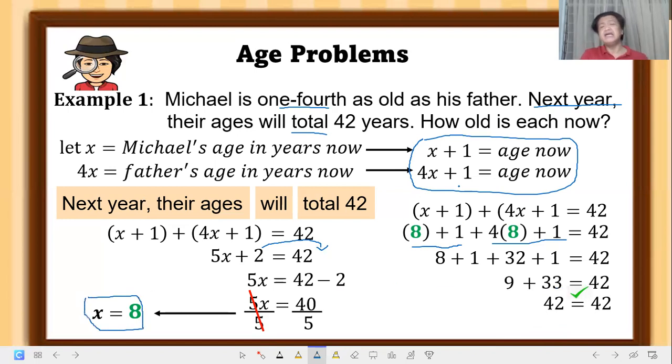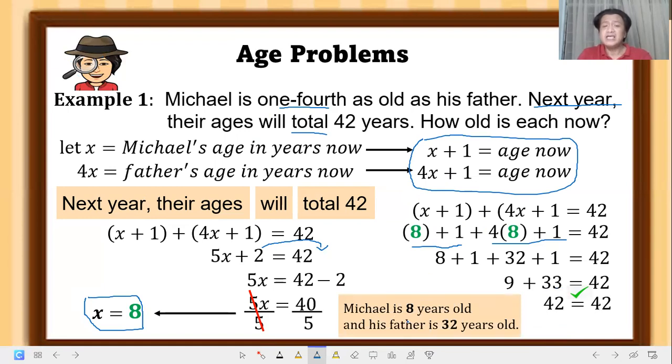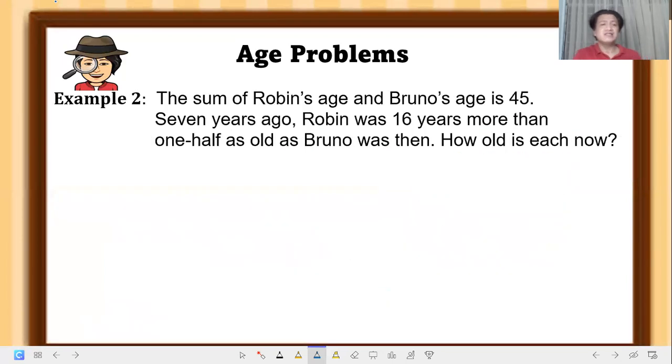Pero ang tanong, ilan yung taon or ano yung edad ni Michael at yung kanyang father? Okay. So, Michael's age is 8 years old and his father is 32 years old. Ito na yun, yung given kanina. Ito si Michael, ito yung kanyang father. Okay. Kasi nga, next year, kaya nag-add tayo dyan. Okay. But the question is, now. How old is each now? Okay. So with that, let's have number 2.